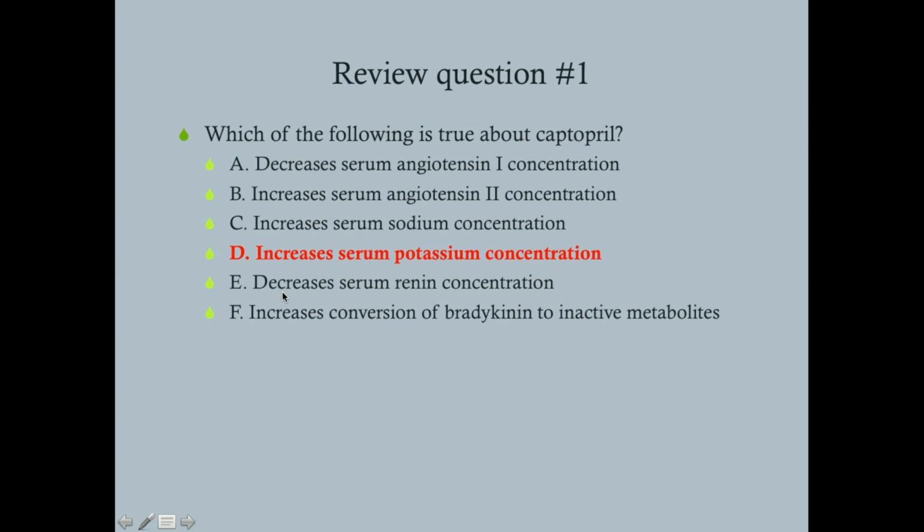Well, what does angiotensin 2 do? Angiotensin 2 causes the release of aldosterone. And so if you have more aldosterone, you're going to retain sodium and you're going to lose potassium. You're going to be excreting potassium. So if you're retaining sodium, your sodium concentration is going to go up. If you're excreting potassium, your potassium concentration is going to go down. Now, if we're giving an ACE inhibitor, we're doing the opposite. So your sodium concentration is going to go down and your potassium concentration is going to go up.